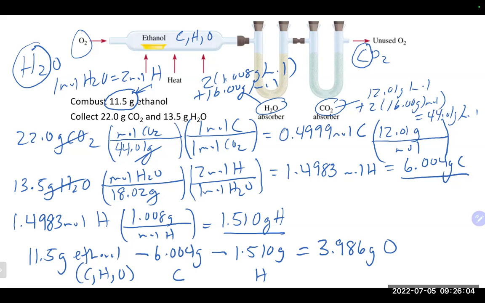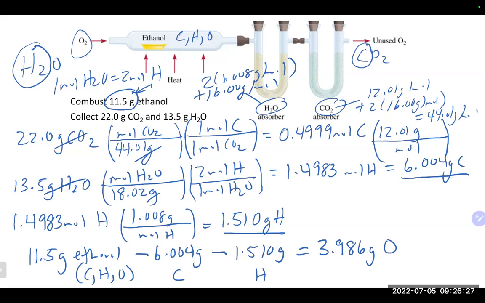Any question on any of those steps there? Now that we did this part of the problem, we can now turn our attention to the empirical formula part of the problem, because now we have the grams of the carbon, we also have the grams of the hydrogen, and now we have the grams of the oxygen, which is the 3 things that we need. So the next thing that we want to do is convert those grams into moles.